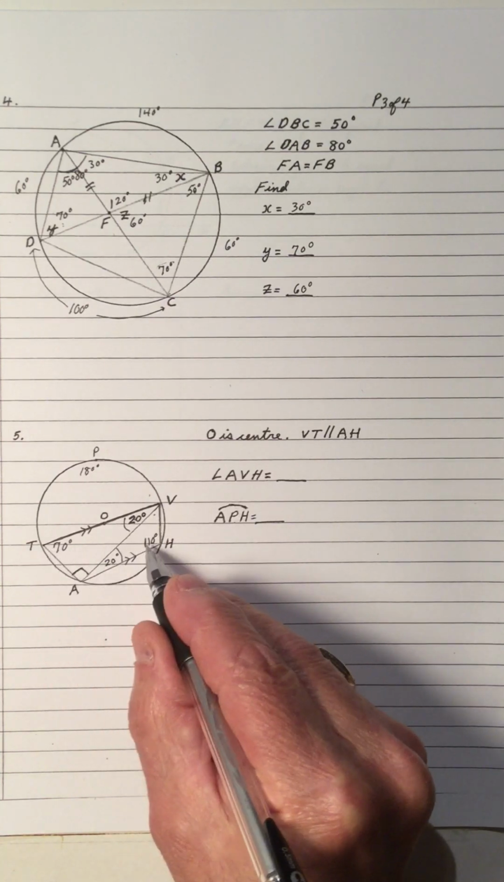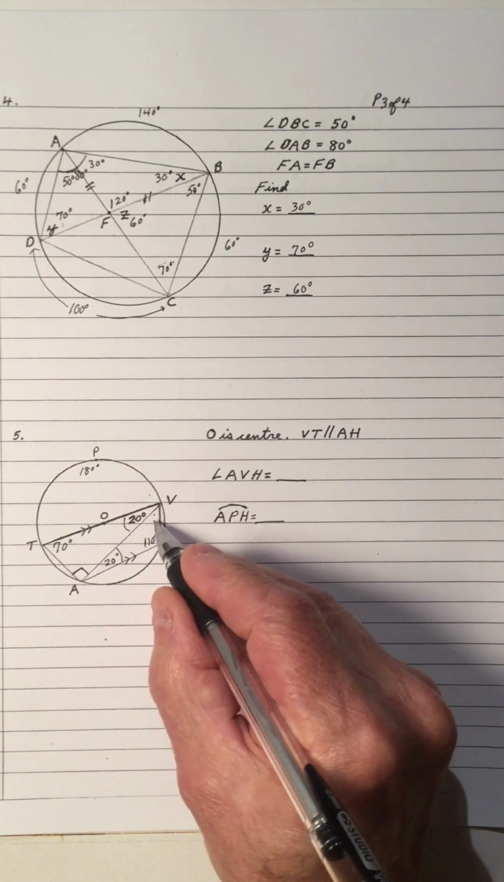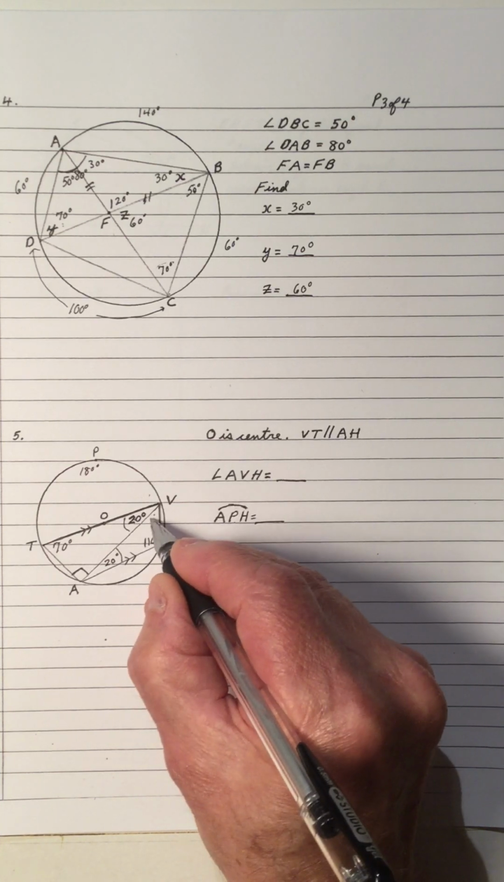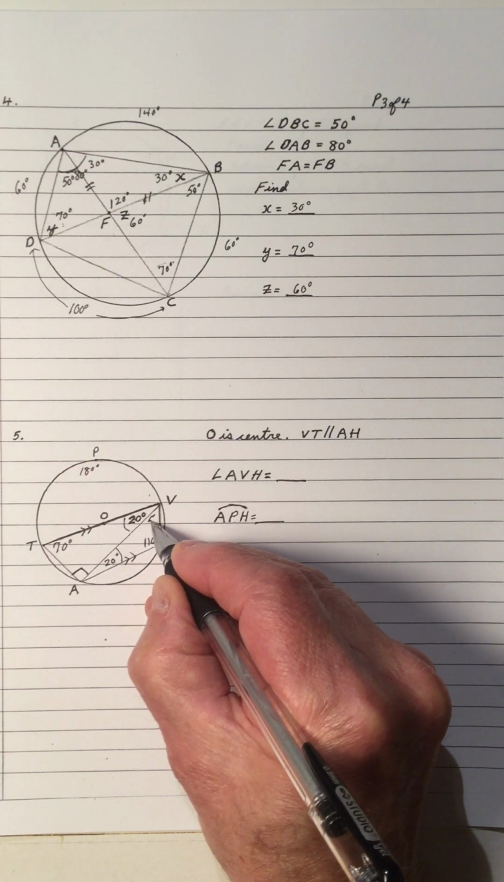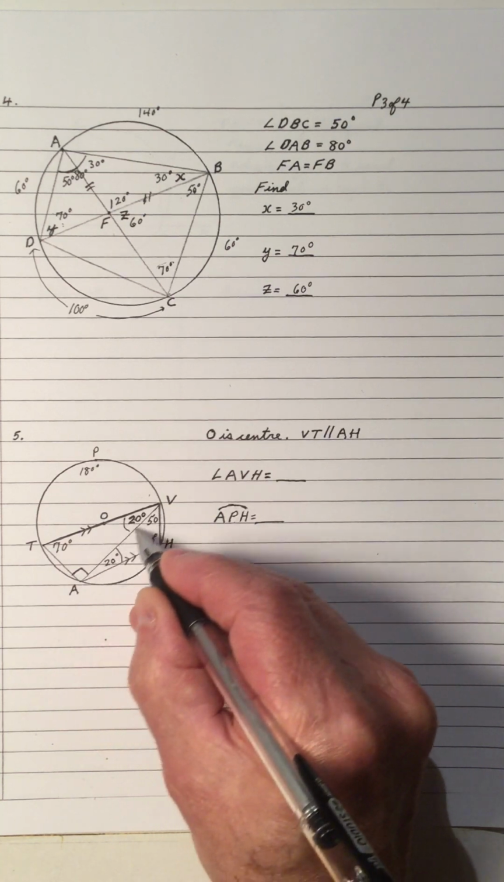110 and 70 is 180. And that means in this triangle, we got 110 and 20 is 130. So this angle right here is 50 degrees because this triangle has to add up to 180.